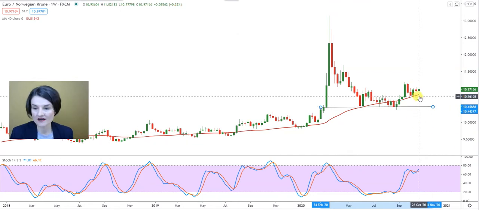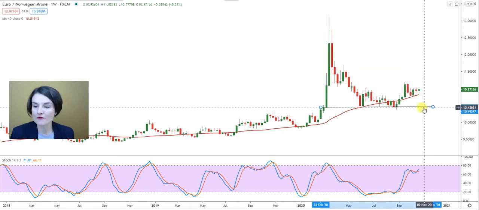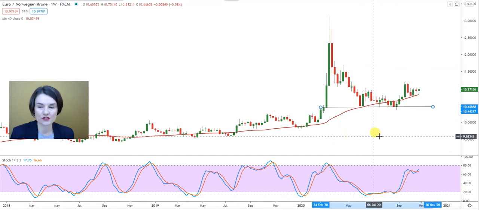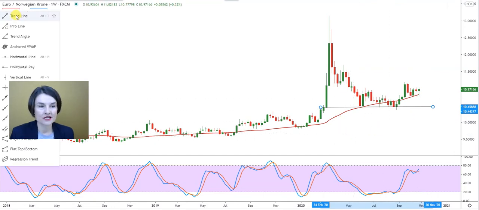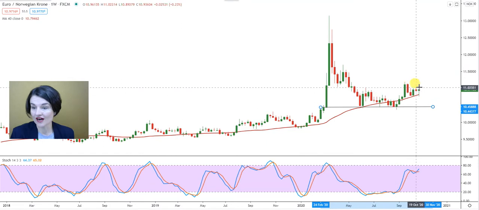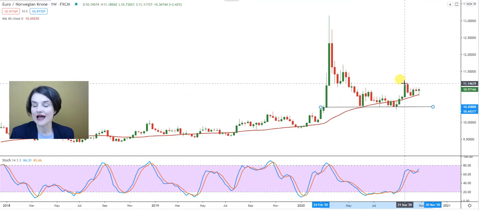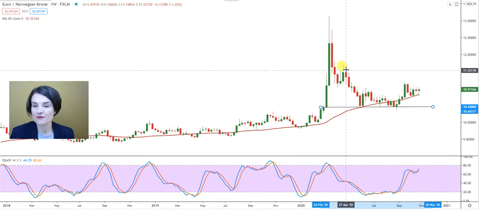against the euro, if that red line, the 40-week moving average, changes into a resistance, and that is waiting at 10.82, and then obviously the next strong support is waiting at 10.45. That means below 10.45, we can assume that the krone will continue to strengthen against the euro. However, there are also obviously lower highs visible, as every rally is a little bit lower than the previous rallies.